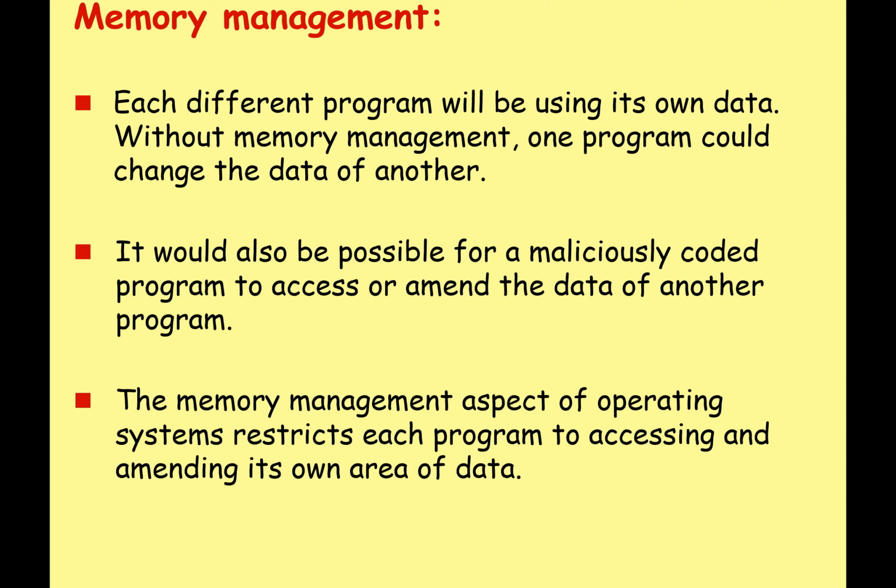And actually, believe it or not, this is something that used to happen quite a lot. In older operating systems, for example earlier versions of Windows and other similar systems, programs were very much trusted. It was very easy to write a program that, because of bad programming or malicious intent, could overwrite or access the data of other programs. And this could cause freezes, crashing, made hacking easier, caused all kinds of difficulty. The memory management aspect of operating systems restricts each program to accessing and amending its own area of data. So that prevents those sorts of problems from occurring.